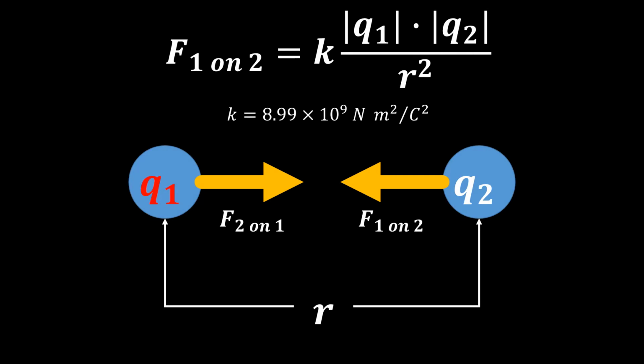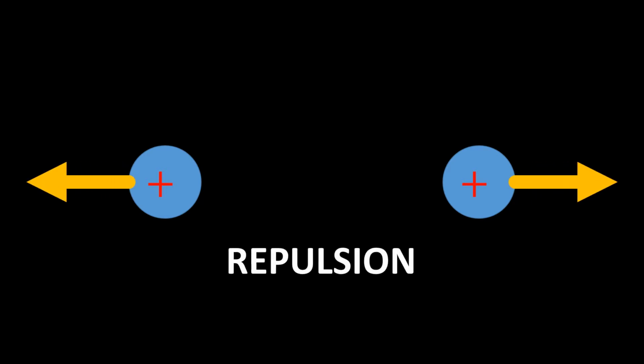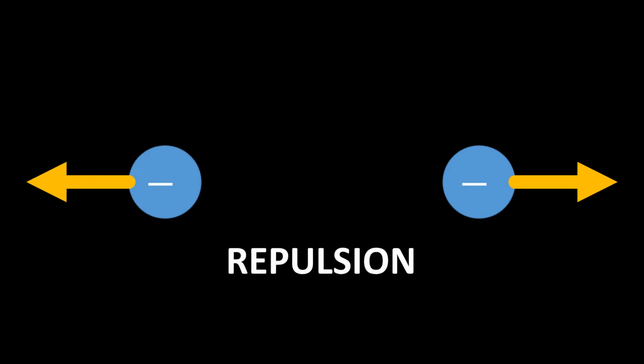For the direction of the force, we need to know that unlike charged objects, meaning one is positive and one is negative, will attract each other, so the direction of the force will be towards each other. Like charged objects, like both positive, will repel each other, so the direction of the force will be away from each other. The same thing will happen if both objects are negative. They will also repel each other.